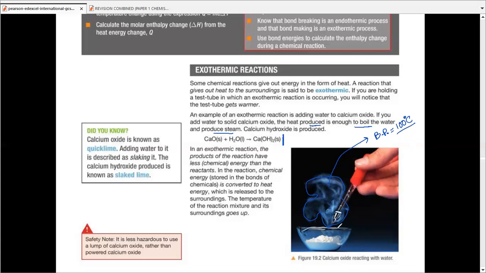Make sense? I don't understand. Sorry? I don't understand. So simply speaking, it's a reaction which gives out heat.